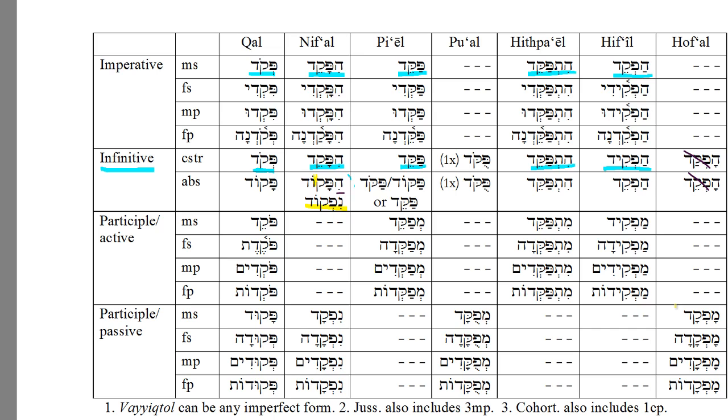The infinitive absolute in the Qal is pakod. Here it is written fully, here it is written defectively.